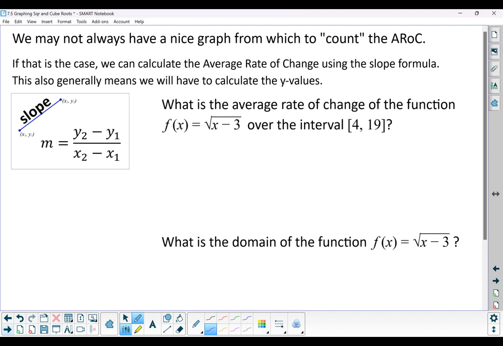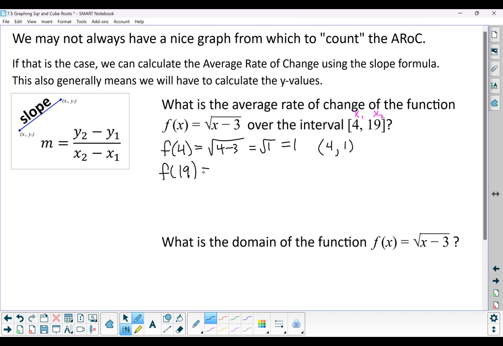So our question is, what is the average rate of change of the function f of x equals the square root of x minus 3 over the interval from 4 to 19? Now remember, these are both x values, so for both of those, we need to calculate the y value. f of 4 is the square root of 4 minus 3. That's the square root of 1, and that's 1. So this function goes through the point (4, 1).